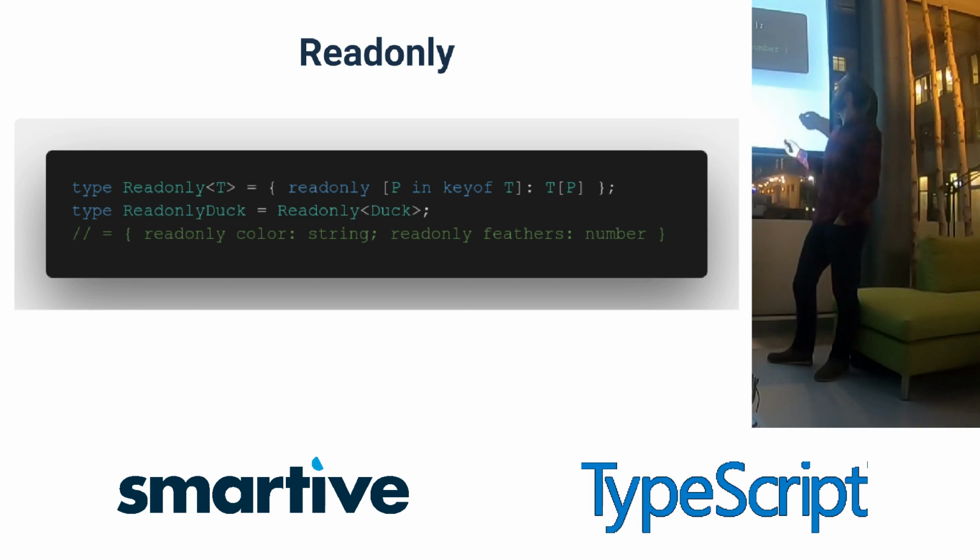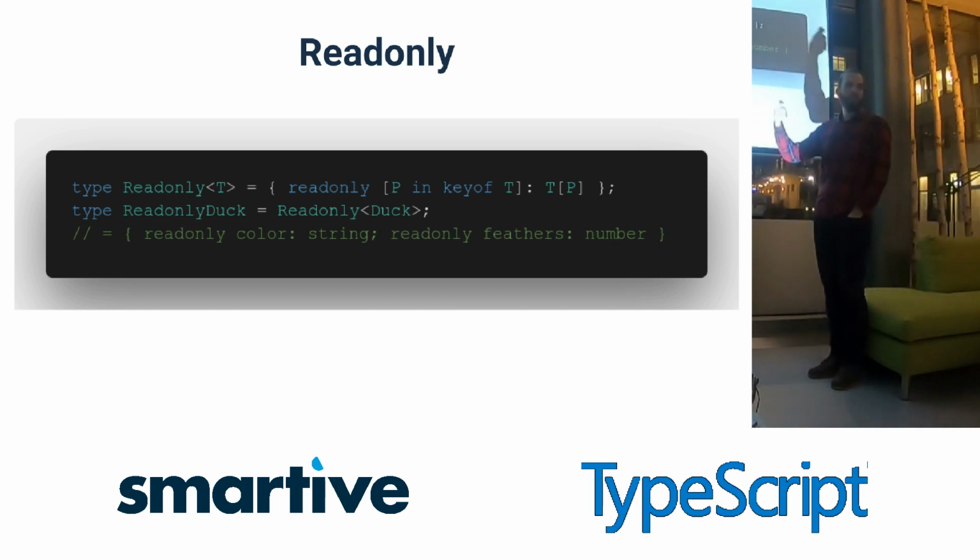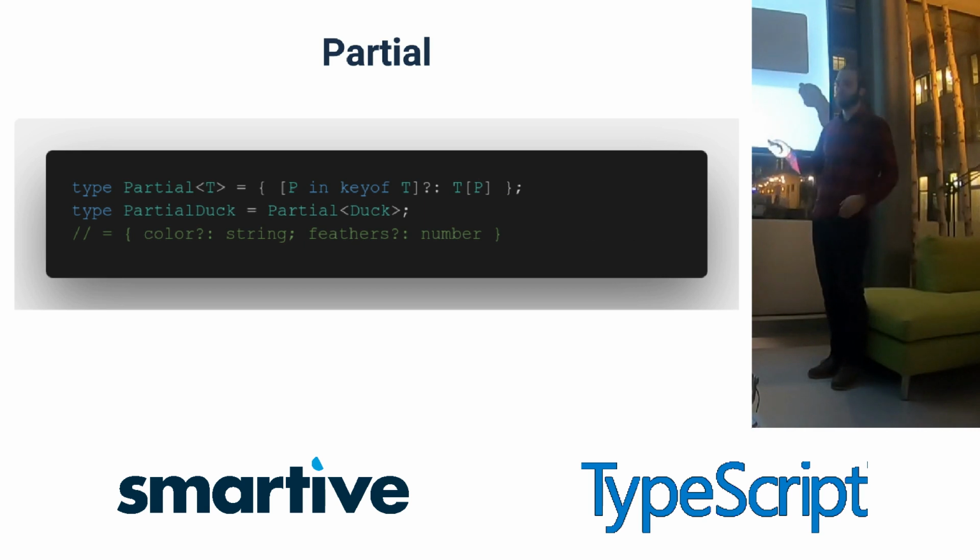So, for example, imagine we have a duck. I didn't show you the definition of duck, but you can imagine. It has a color string and a feathers number, but if you pass it through this read-only, these two properties have become read-only. And now the same pattern can be applied to various different scenarios. For example, we have partial. Imagine you have an object with many properties, and what you want is an object that only has a subset of those properties.